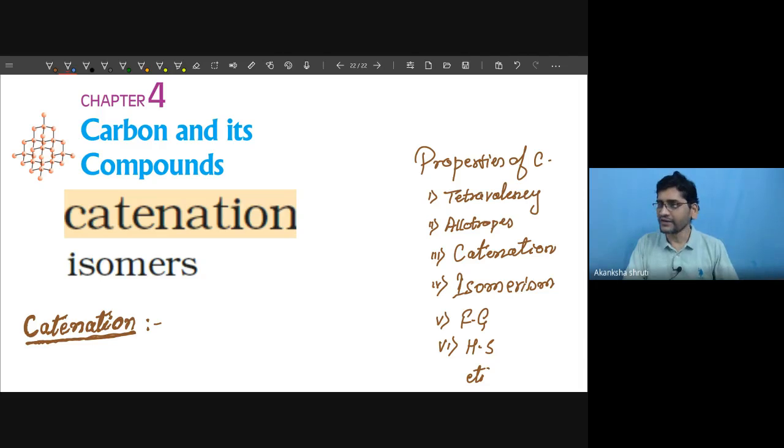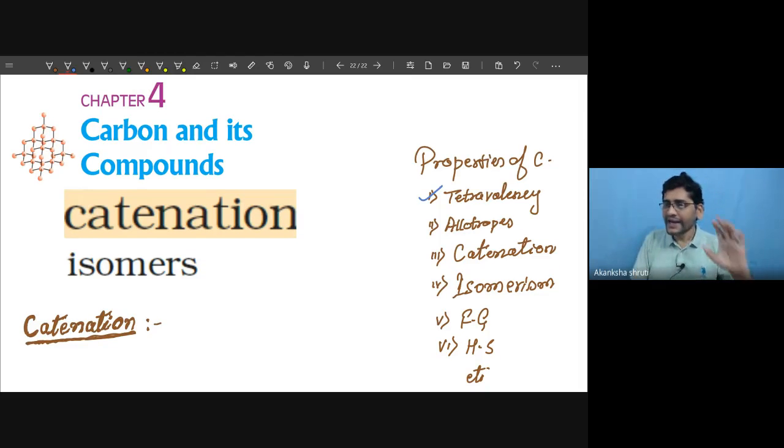We had already learned the other important feature of carbon as tetravalency, meaning carbon can form 4 bonds. These 4 bonds can be with other atoms, or 1 or 2 or 3 bonds can be with carbon itself, meaning one atom of carbon with another atom of carbon. That tetravalency we had learned. The other property, allotropism, we have already learned. So let us start with catenation.